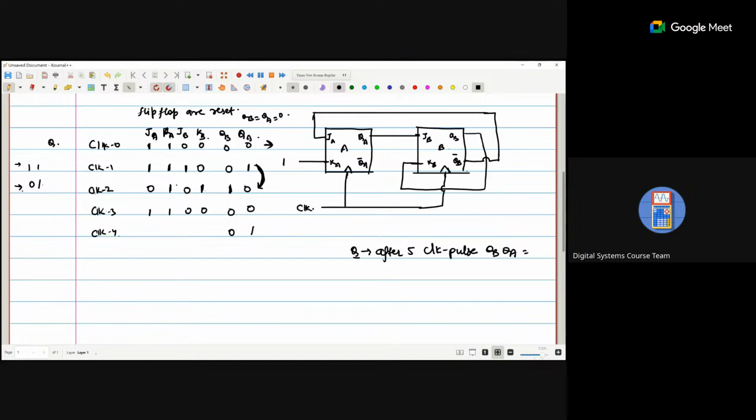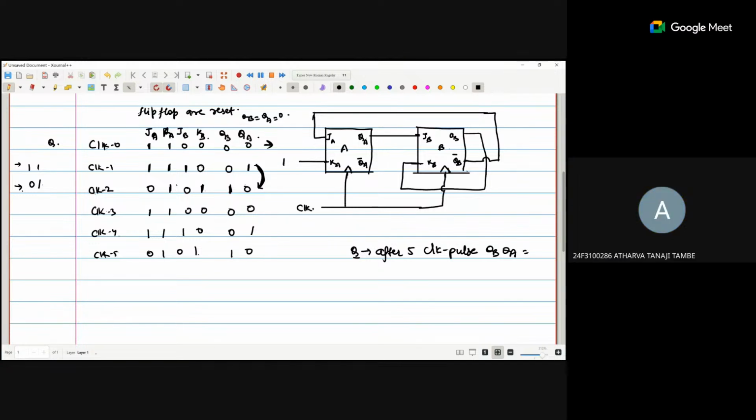So after 0 0, it's a 0 1. If it is a 0 1, it becomes 1 1 1 0. Now when it is 1 1 1 0, it becomes 1 0. Clock 5, and it is 0 1 0. Yes, now check. Is it correct? Any doubt?